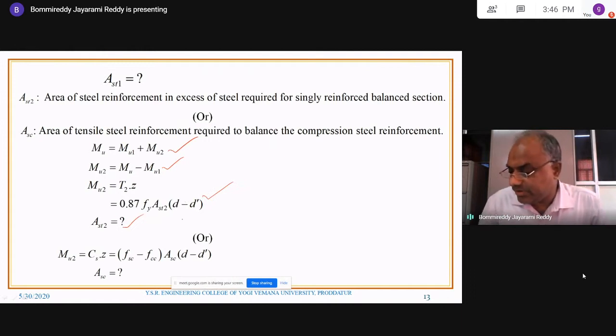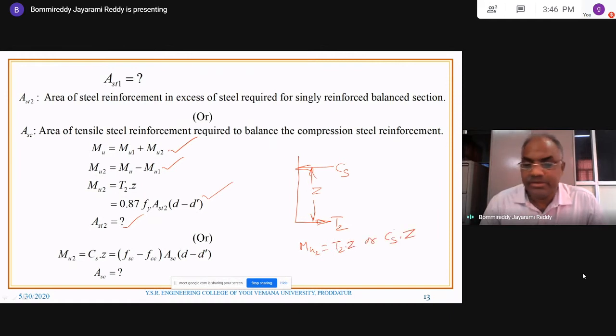Or otherwise, you can also know that in the second diagram, it is Cs, the compressive resistance of the steel, and this is T2. That means the compressive resistance of steel is equal to the tensile resistance of the steel reinforcement. So you can also use it in this particular way. So Mu2 means here T2 into Z. Z is the distance between these two. Either you can write Mu2 means T2 multiplied by Z, or otherwise Cs multiplied by Z.